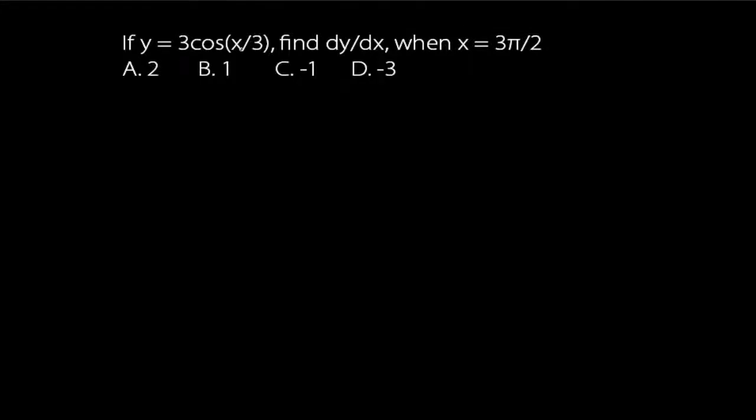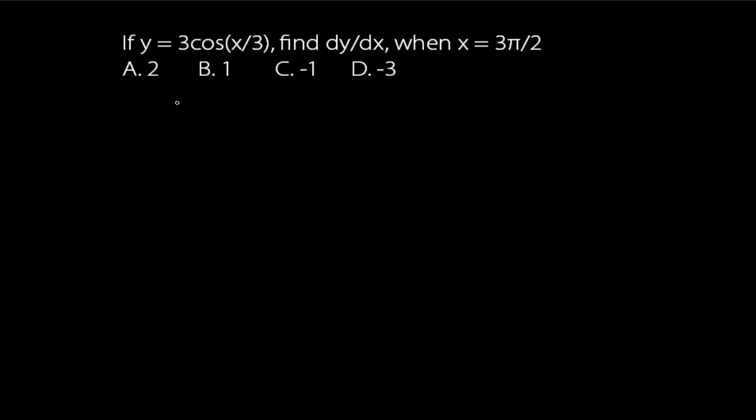If y equals 3 cosine of x divided by 3, find dy/dx when x equals 3 pi divided by 2. The options you have here are: a is 2, b is 1, c is -1, and d is -3.